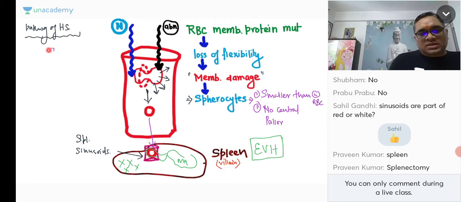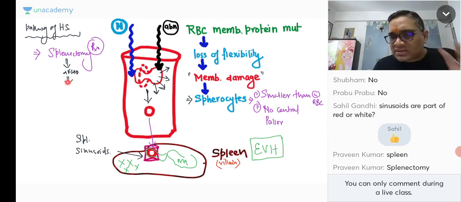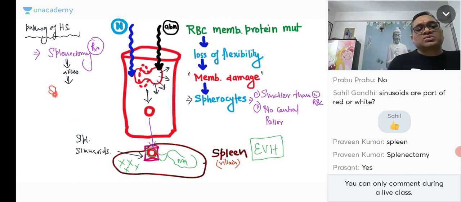So my question is, after splenectomy, right? Splenectomy is the treatment of hereditary spherocytosis patients. There was a question in the PGI exam: after splenectomy, will you find spherocytes in the peripheral blood? Yes, very good. That is a very, very important MCQ. Spherocytes will still be present in peripheral blood. That is a very important and very beautiful point.